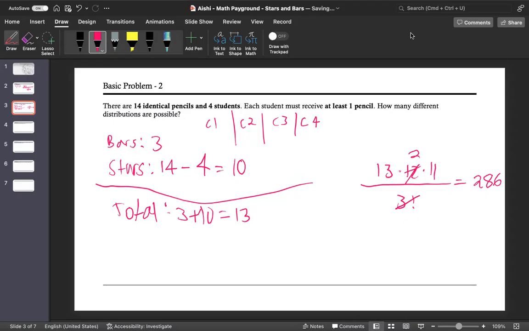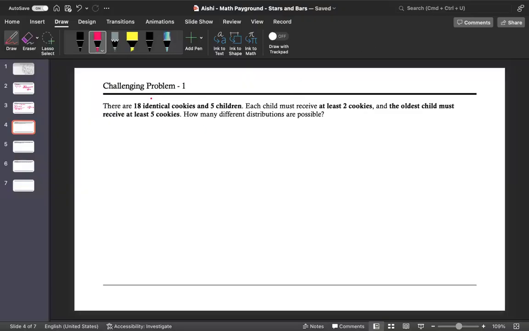On to challenge problems. Okay, challenging problem number 1. There are 18 identical cookies and 5 children. Each child must receive at least 2 cookies, and the oldest child must receive at least 5 cookies. How many different distributions are possible?